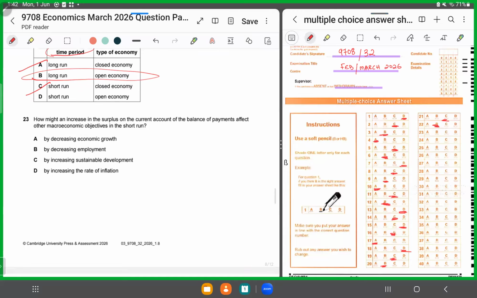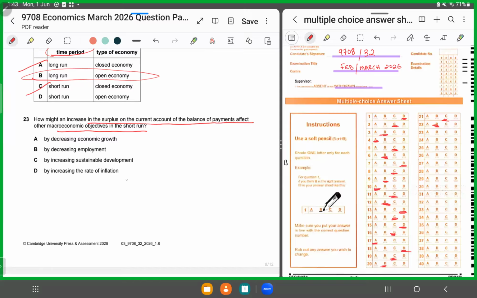Moving forward in sequence, number 23. 23 says how might an increase in the surplus in the current account of BOP affect other macroeconomic objectives in the short run. So now if you've got a positive scenario of your current account and your BOP is showing a surplus, how does it affect the other macroeconomic aims in the short run? It decreases economic growth? No. It decreases employment? It increases sustainable development?